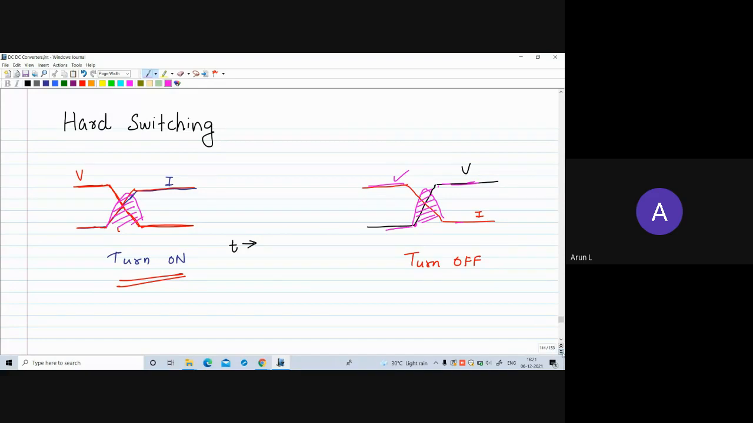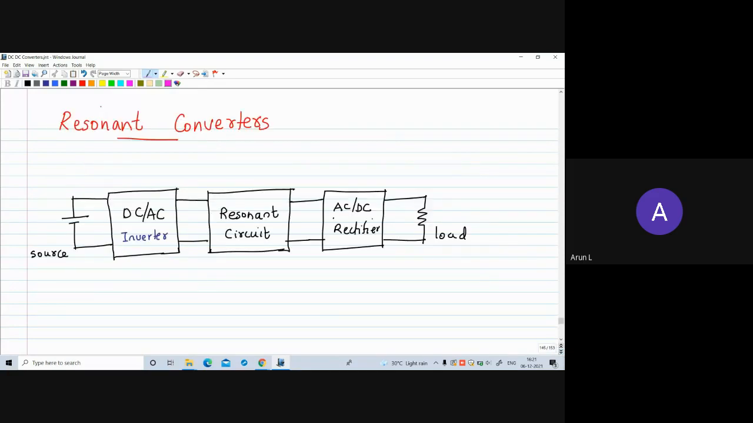So switching loss is there, and in order to avoid that switching loss, people have introduced resonant converters. And in resonant converters, this is the typical topology.